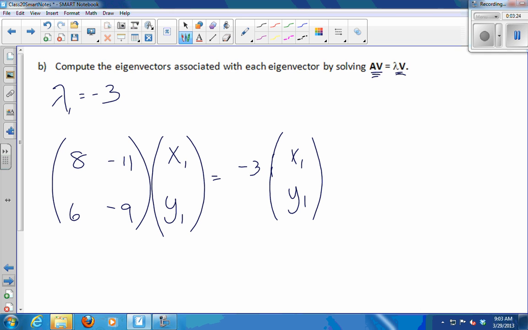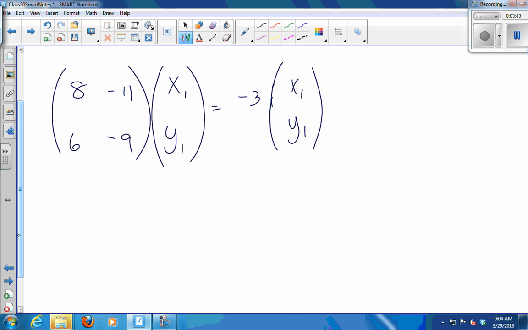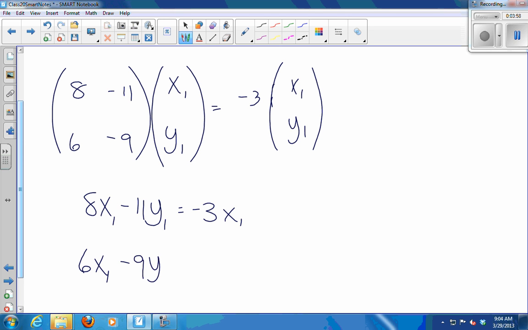What we're looking for is that when we plug the vector into the differential equation to get a direction in the direction field, it is a multiple of itself. It points in the same direction as itself. So now this is a system of equations I need to solve. Doing the matrix multiplication, I have 8x1 minus 11y1 equals negative 3x1, and then 6x1 minus 9y1 equals negative 3y1.